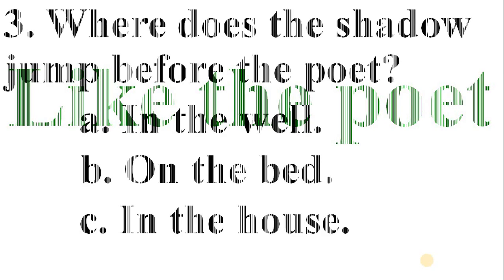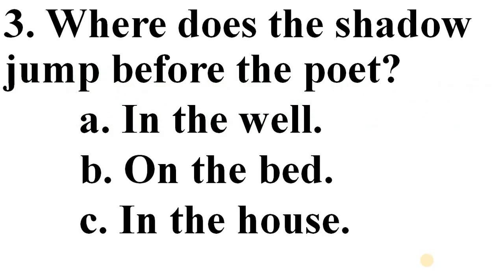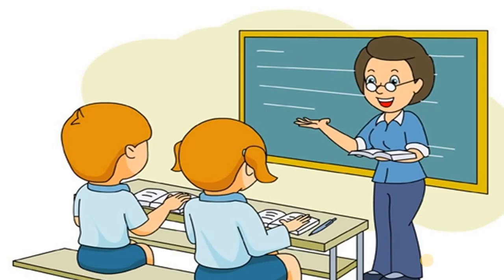The next question is, where does the shadow jump before the poet? In the well, on the bed, in the house. आपको याद है ना? On the bed. Students, hopefully you understood the first part of the poem and the question answers.